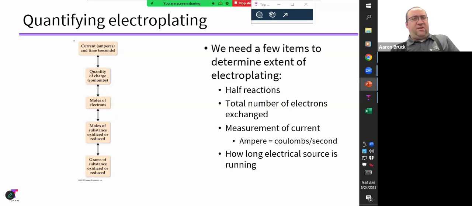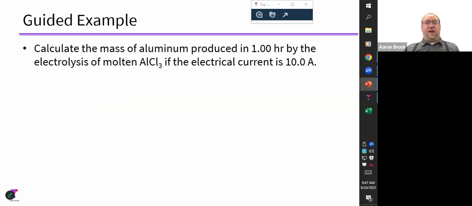And so what we can do is follow a series of steps where we go, okay, I can look at current and time. I can look at charge. I can figure out number of moles of electrons. I can kind of go back and forth here. And so what these calculations are going to look like is basically dimensional analysis, stoichiometry, unit conversion stuff. Let's take a look at an example.